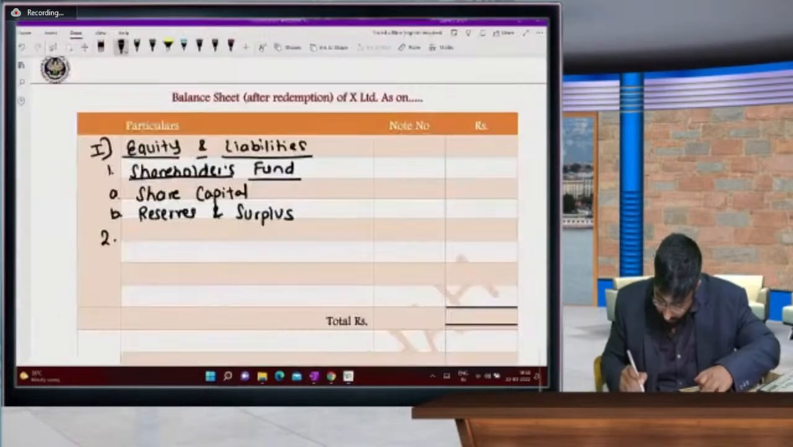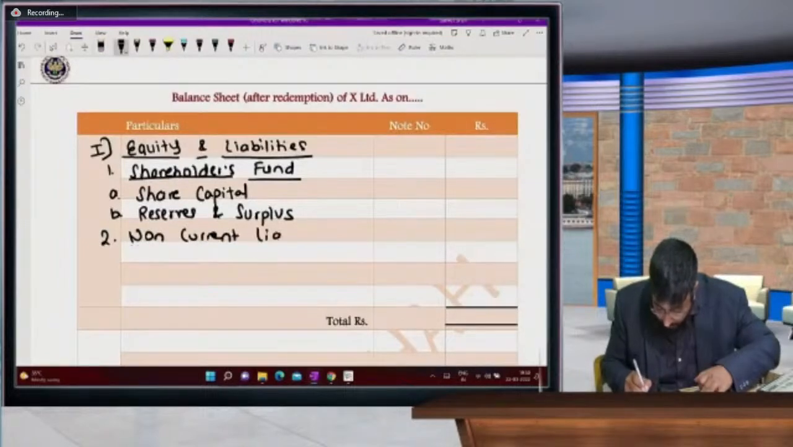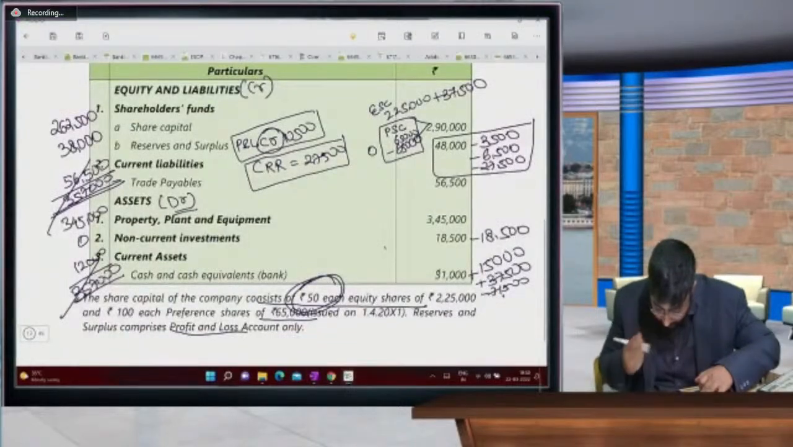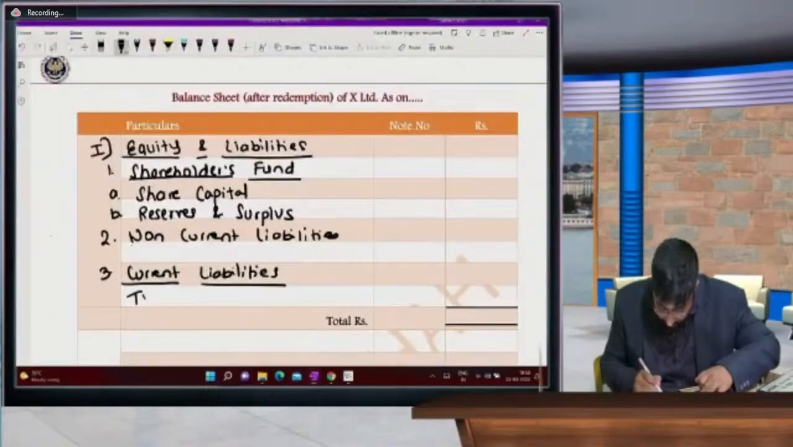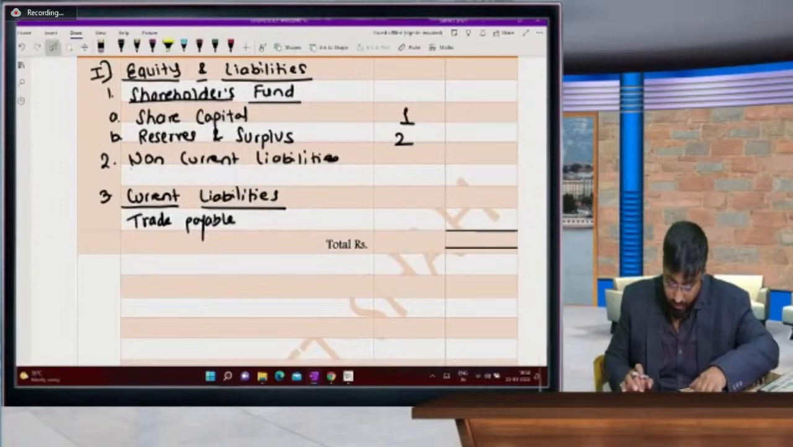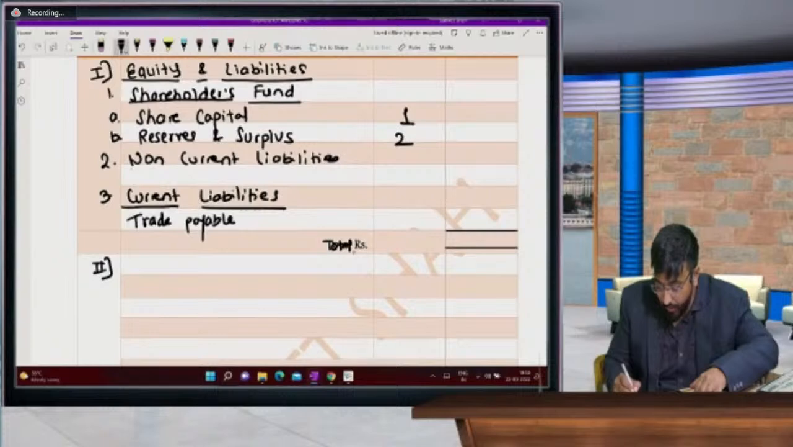2. Just write down the heading, non-current liability, after one line. And then 3, after one line, current liabilities. Just write down the heading. Under that, trade payable. Share capital note 1. Reserves and surplus note 2. Trade payable no note. Total rupees. You can write total rupees.